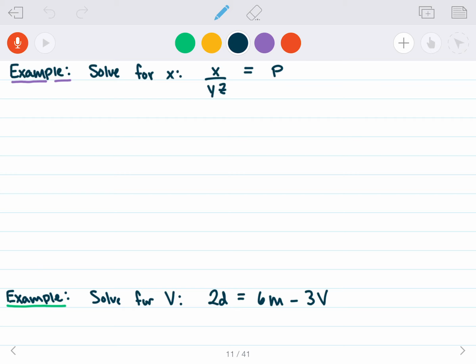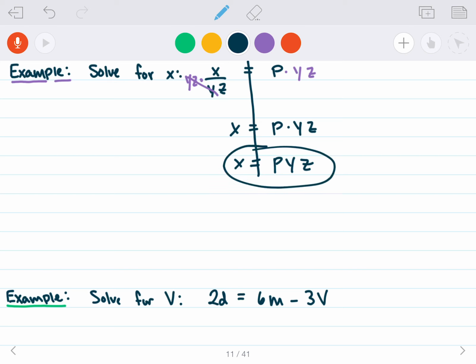Let's try another example. Okay, so we want to solve for x, and to get x by itself on the left side, I need to undo division by yz. Now what's the opposite of dividing by yz? Multiplying by yz. So I need to just multiply both sides by yz, and that clears, and I'm left with x by itself, which is what I wanted, on the left, and then p times yz, or if you wanted to write it, you could write it x equals pyz. That all means multiplication, and that is my answer there. Okay, let's do another one.